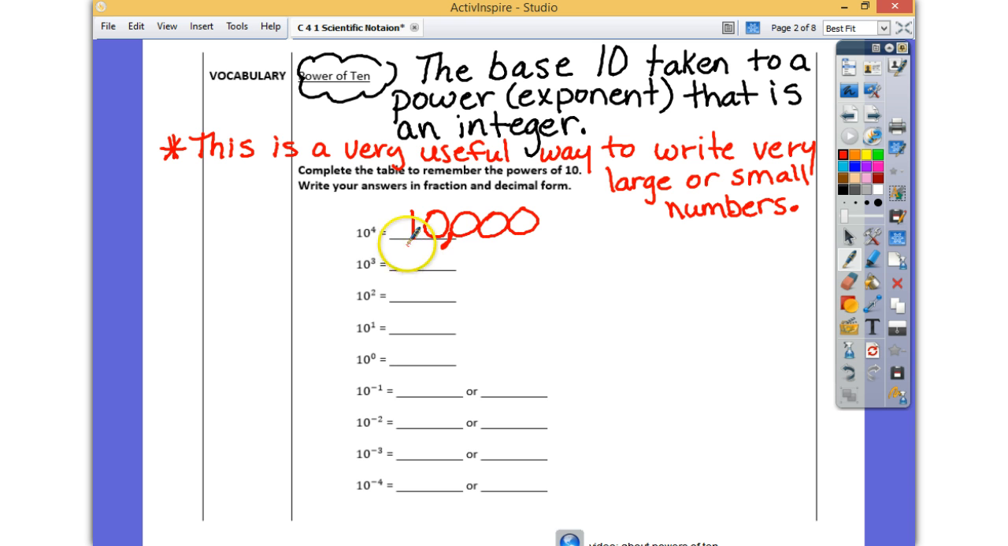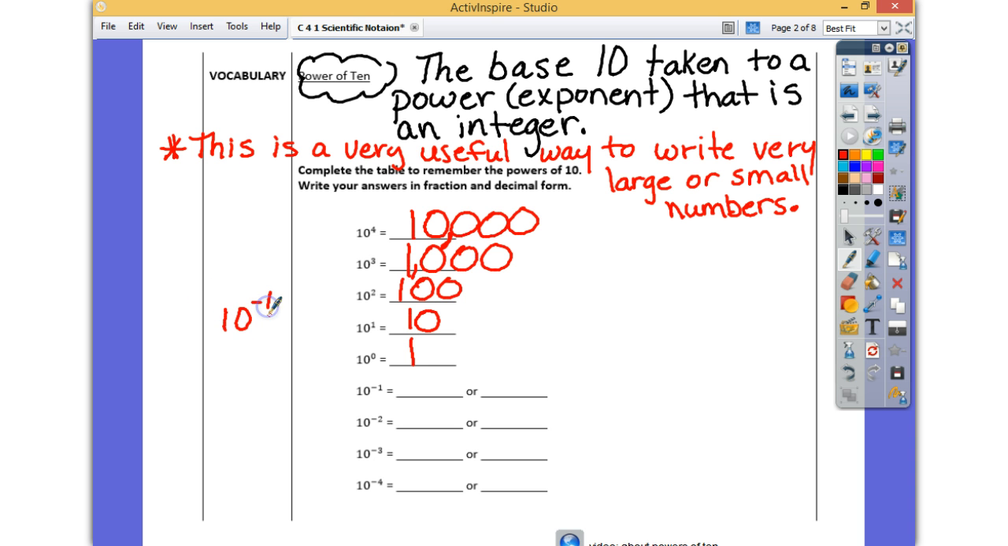10 to the 3rd power equals 1,000. 10 to the 2nd power, a 1, 2 zeros, 100. 10 to the 1st power, a 1 with 1 zero, you get 10. And what did we just learn last unit? 1. Nice. Anything to the 0 power is 1. Take a 1, put 0 zeros there. You get 1.